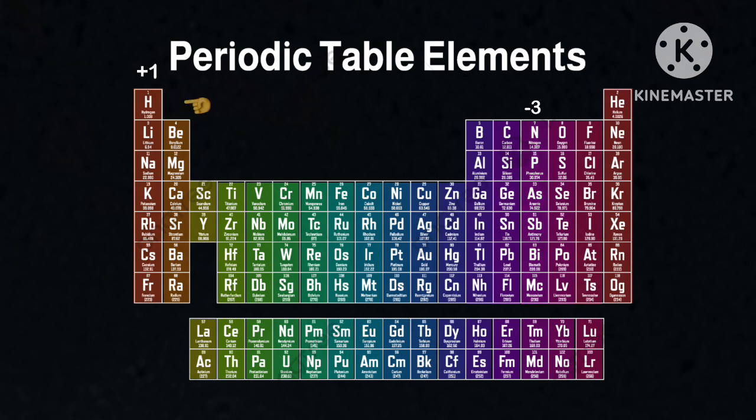From the left, it's group 1, 2, 3, and then skip the middle block of metals because we cannot categorize them into groups. And then 4, 5, 6, 7, 8, 9, just until 8. And that's groups.